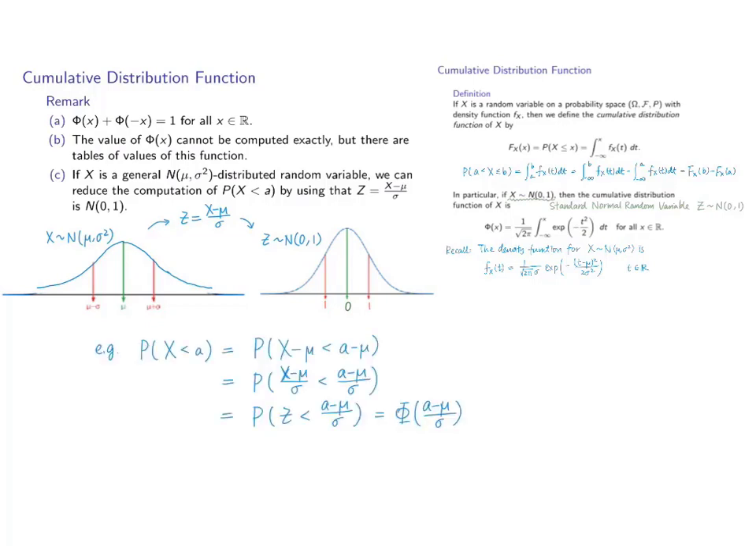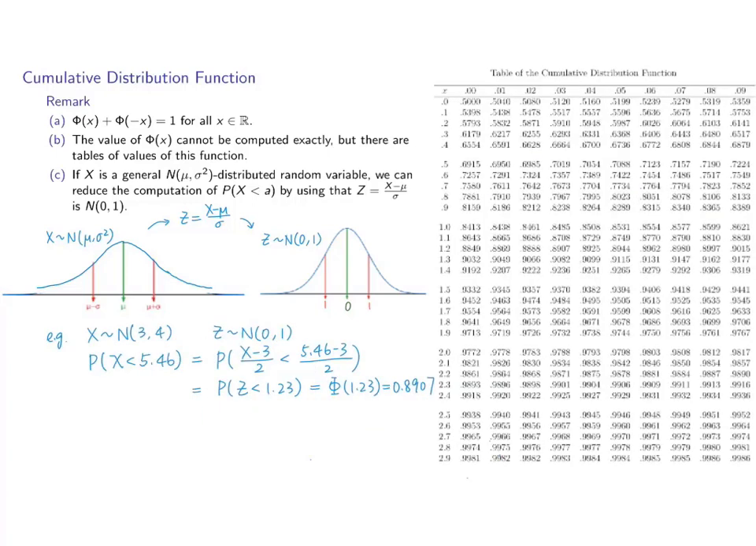For example, if we wish to find the probability that x is less than a, we can first rewrite it as the probability of x minus mu over sigma is less than a minus mu over sigma. Then it's the same as to find the probability that z is less than a minus mu over sigma, which is equal to phi of a minus mu over sigma. And we can make use of the table again. Please refer to the following examples by yourself.